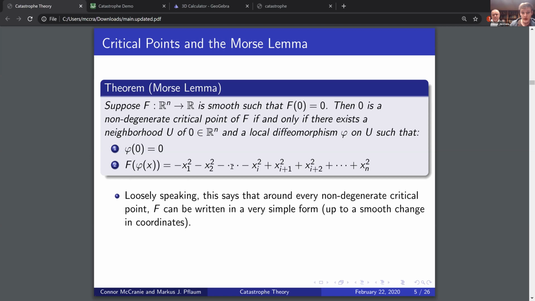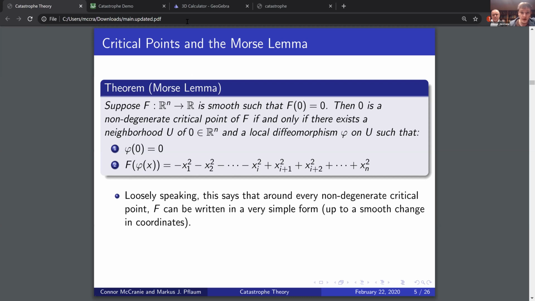So let's break down a little bit what this is saying. A local diffeomorphism you can think of as just a change of coordinates. So this is saying that up to some change of coordinates, which doesn't change where my point is, and here my point is 0, after the change of coordinates, around my non-degenerate critical point, I can write it in this form, where some of them are minuses and some of them are pluses.